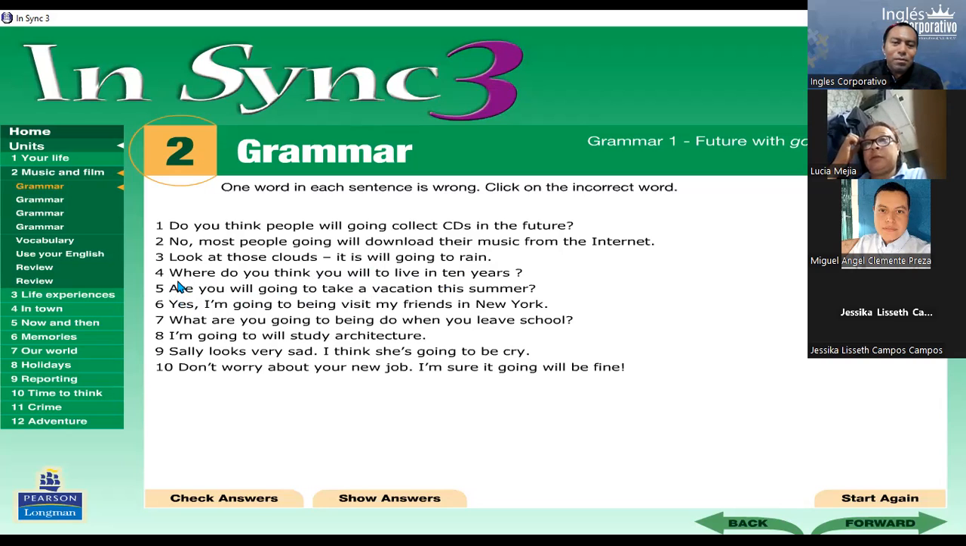Number four. Miguel, me ayuda con la number four. Where do you think you will to live in 10 years? Live. Will you will to live in 10 years?